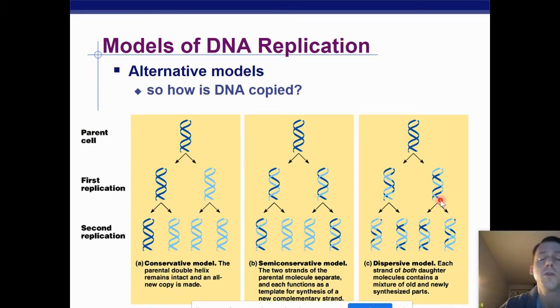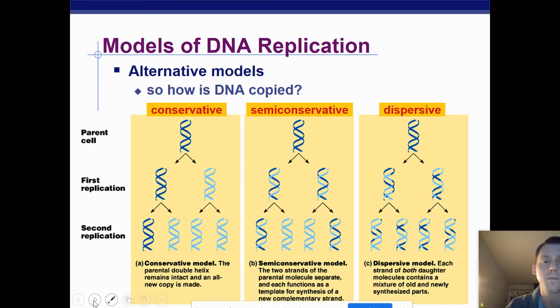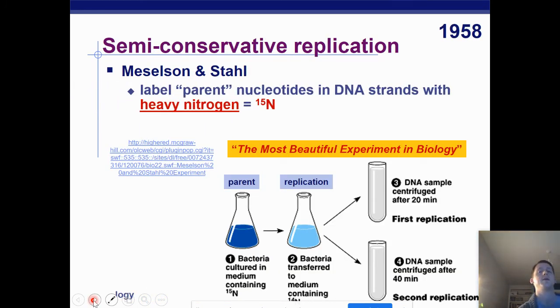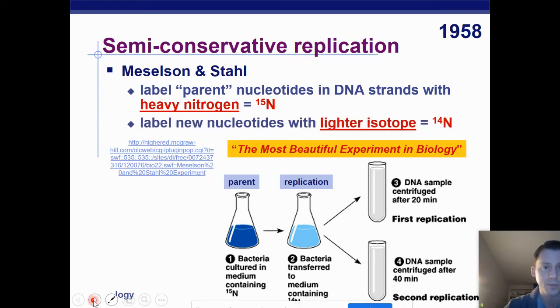So what we would look for when they set up this experiment is the Meselson and Stahl experiment. In the Meselson and Stahl experiment, they labeled the parent nucleotides with what's called heavy nitrogen. That's an isotope of nitrogen that's slightly heavier than normal. So it's N15. The new nucleotides that were added in, the free nucleotides, were lighter. They were made of an isotope N14. So the parent is heavy, and the new DNA that will be made is going to be light.